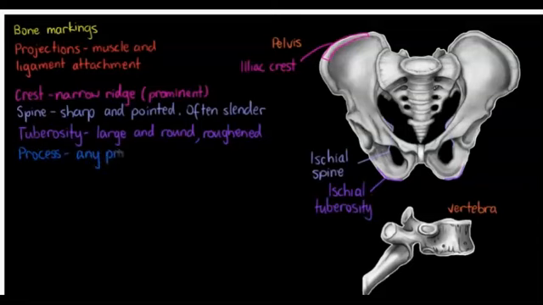The next one we're going to look at is called a process. A process will just be any prominence of bone on the body. So if you look down here at the vertebra, I'm just outlining this process here that's pushing directly out from the vertebra. And that's going to be called your spinous process.